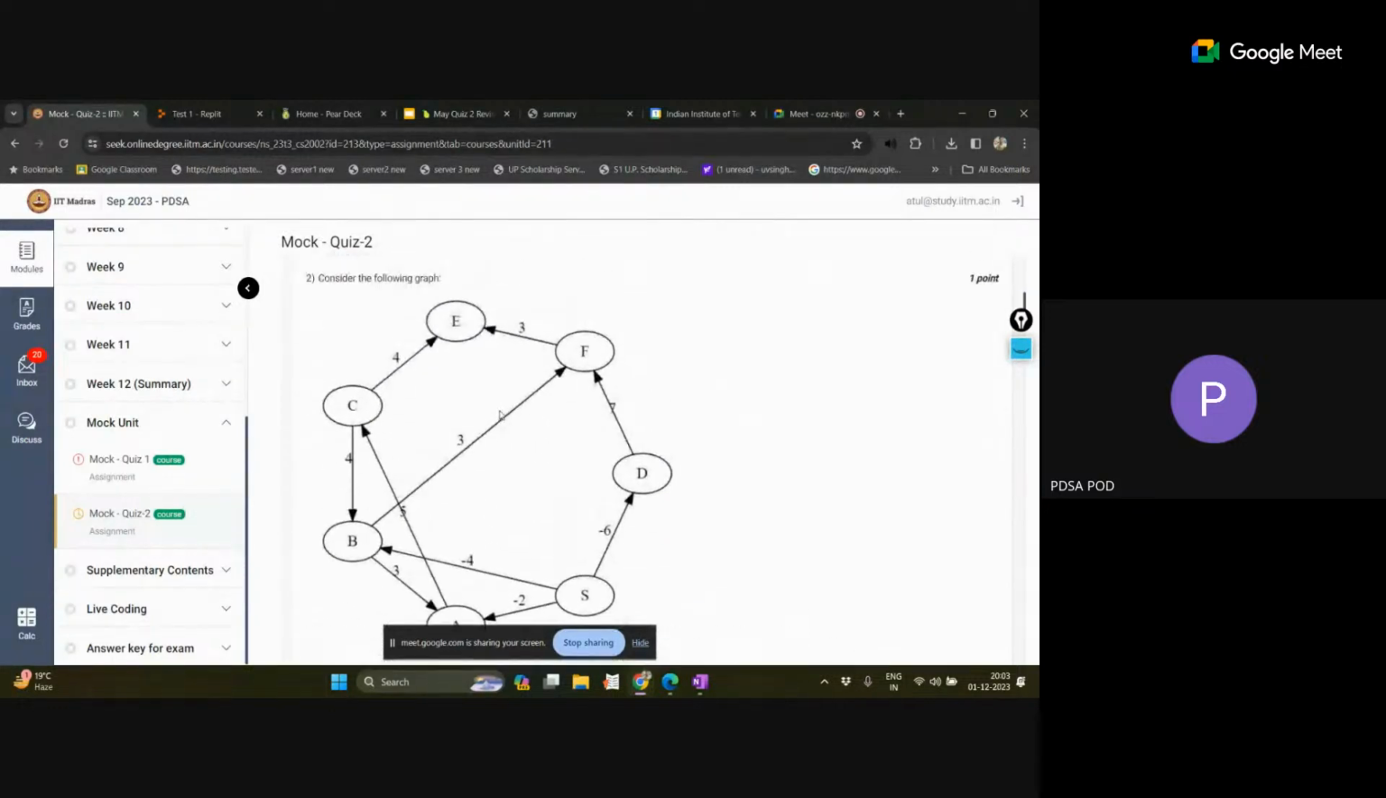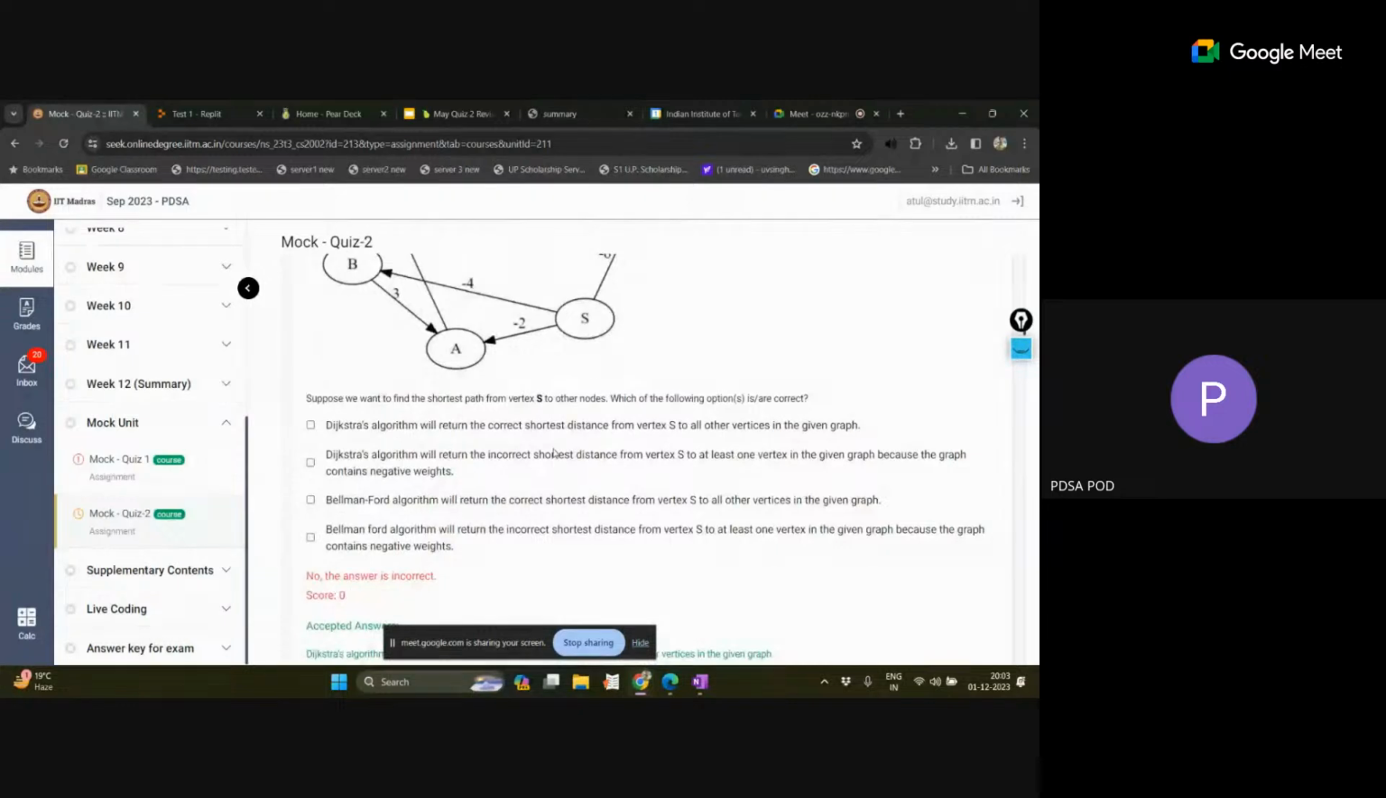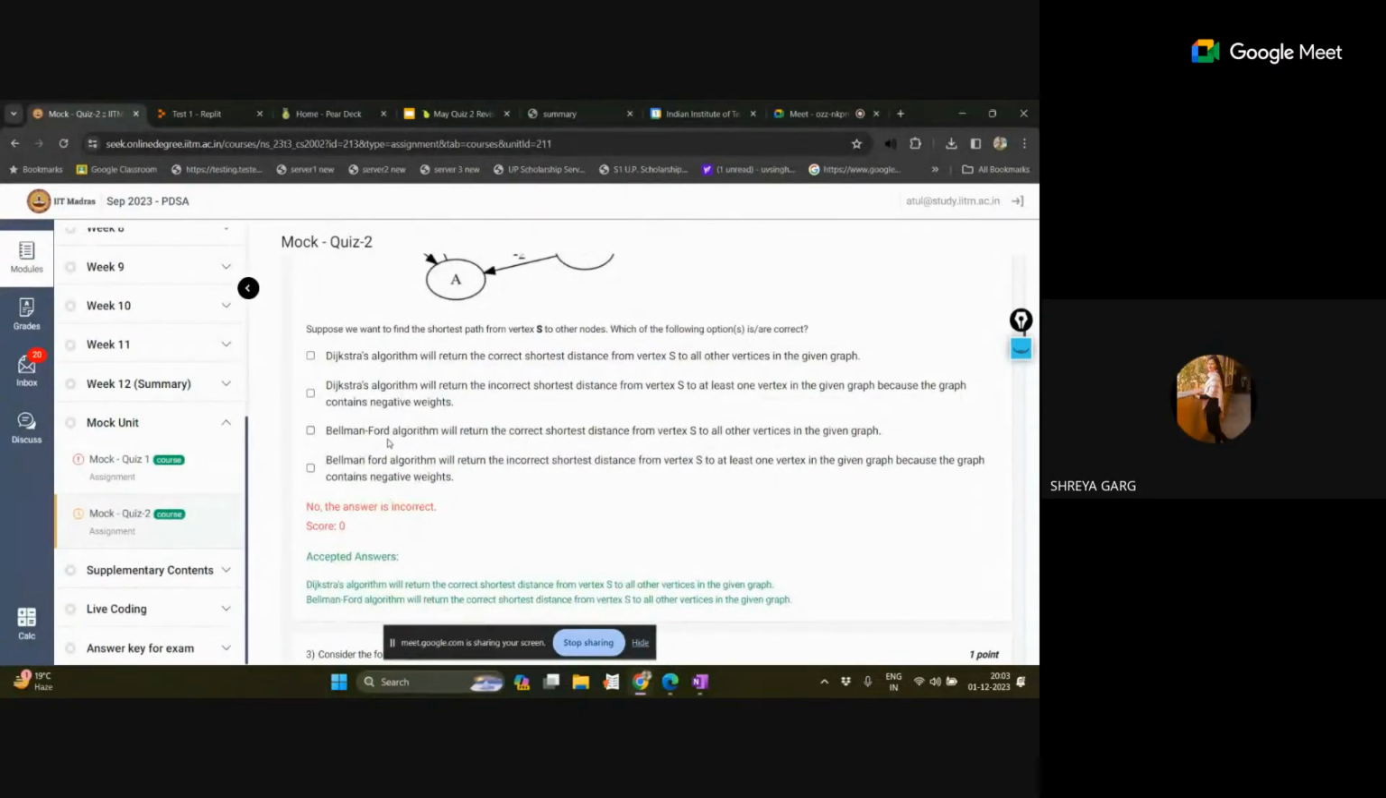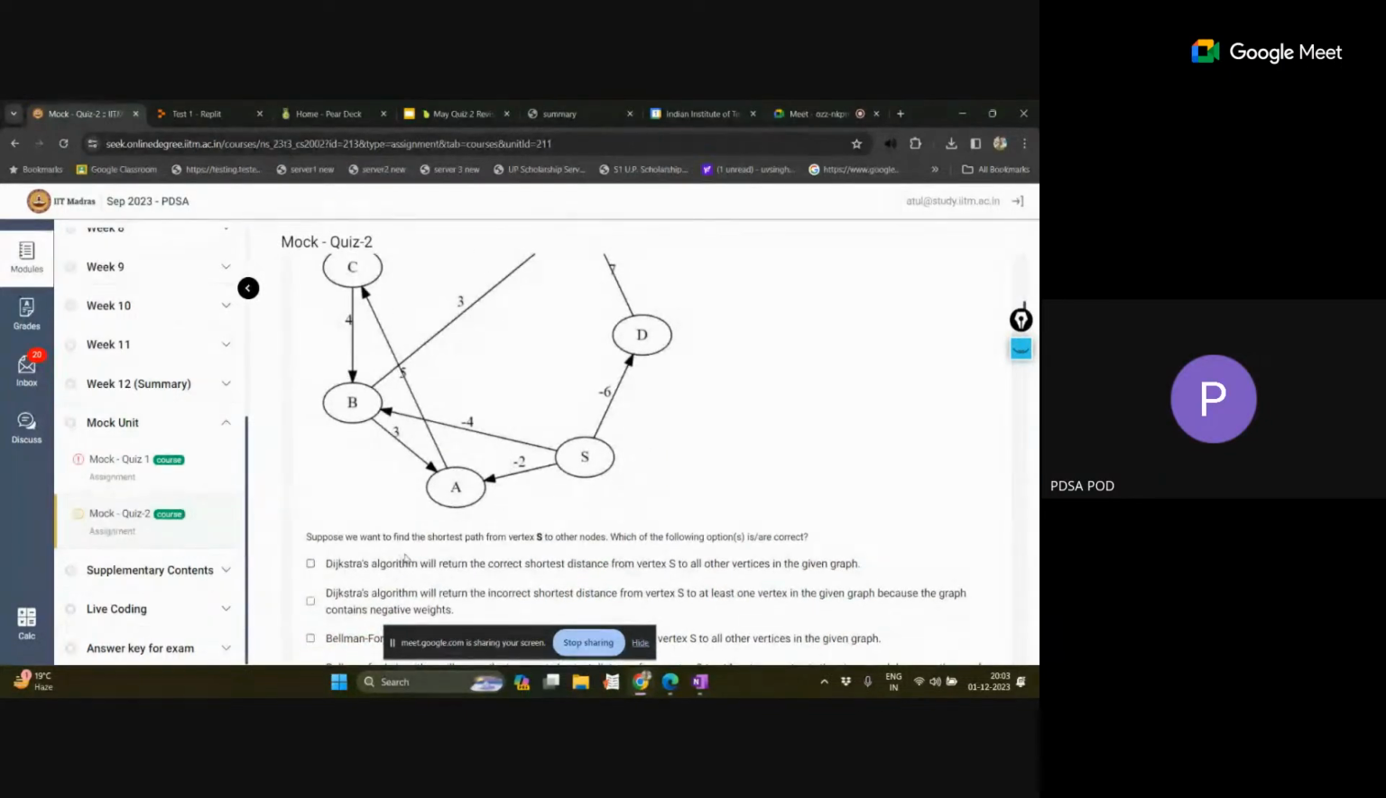Okay, yes, second problem. So you are asking why option 2 is incorrect. Yes, sir. Okay. Suppose we want to find the shortest path from vertex S to other nodes. Which of the following options are correct?